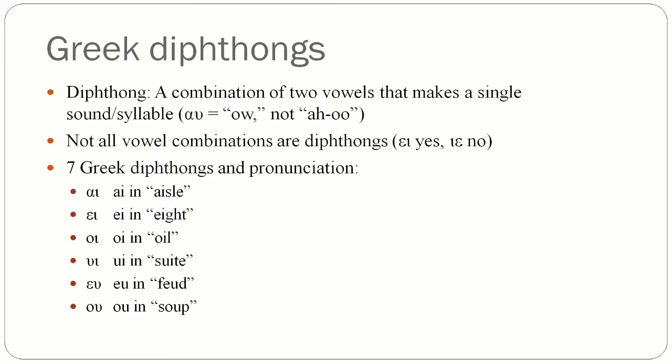Just like eulogy, any kind of English word that begins with that EU sound. And then the last one, omicron upsilon. This is pronounced oo, as in soup, oo. All right, so those are your 7 Greek diphthongs: I, a, oi, we, you, and oo.